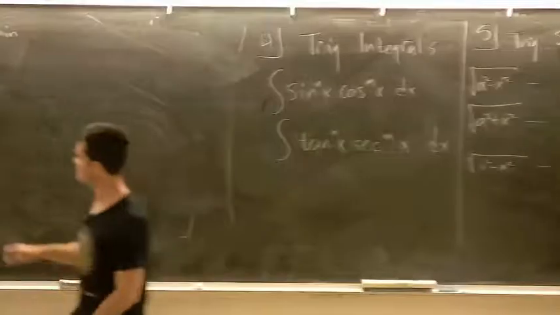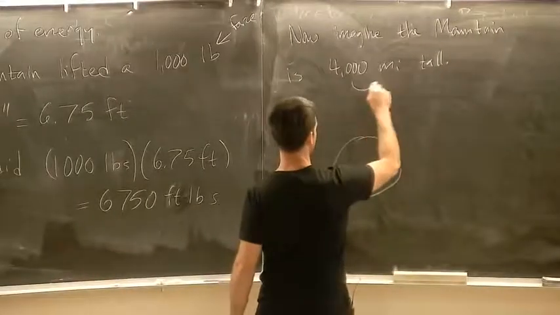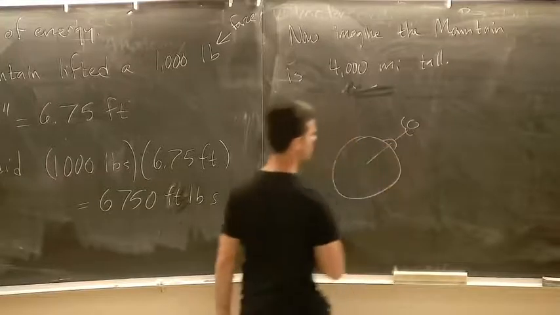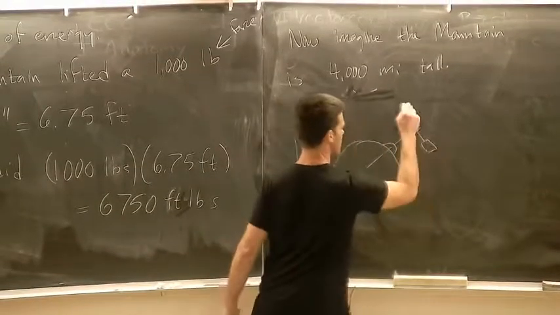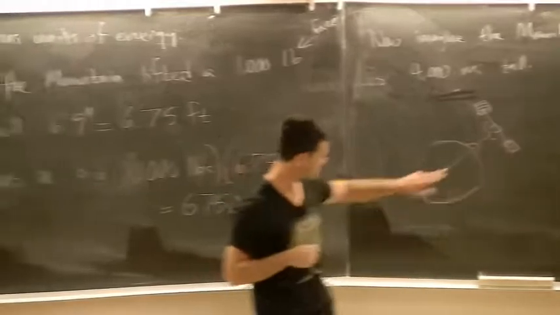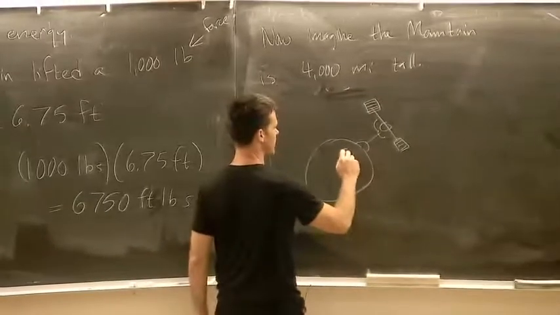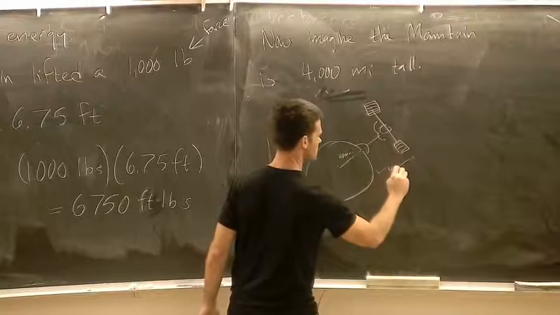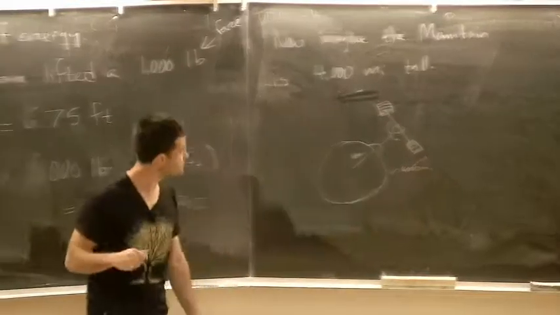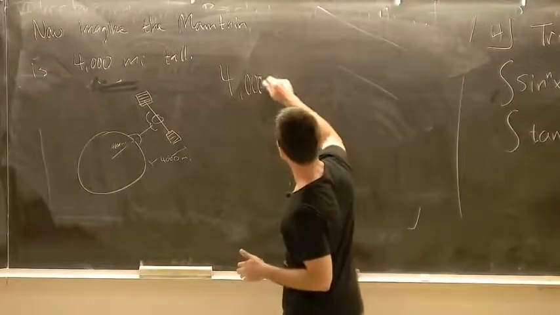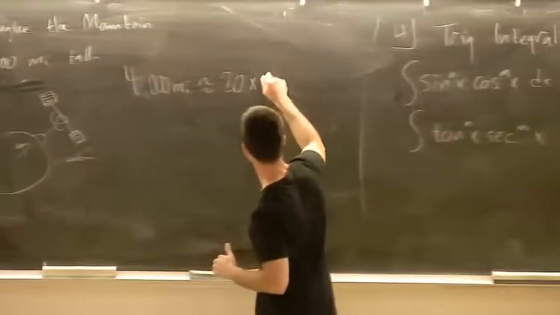So if this is the Earth, then he's as tall as the radius of the Earth. There, he's holding the barbell, right? The radius of the Earth is about 4,000 miles, and he's also about 4,000 miles. I wanted to see how much work it would be if he lifted the weight now that he's 4,000 miles tall. 4,000 miles, by the way, is approximately 20 million feet.